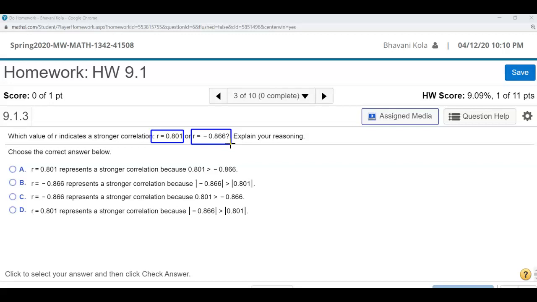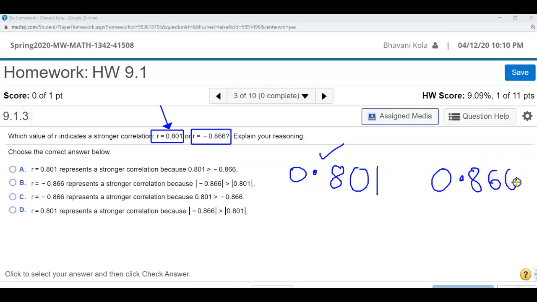If you look at it in terms of positive and negative, definitely the positive value will be greater than the negative value. But for correlation coefficients, you don't look at the positive or the negative. You only look at the value. So I'm going to take the absolute value of 0.801, so this becomes positive, and compare it to 0.866. Definitely 0.866 is greater.